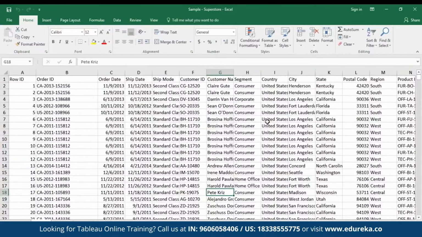So by using Tableau on this particular data set, we will learn how to create a dashboard, which visualizations to use, when and where to use those kind of visualizations, right? How to understand a business problem and solve it through dashboard visualization.